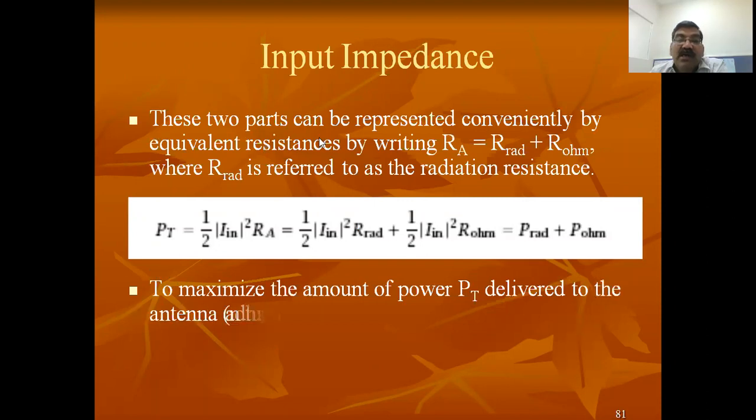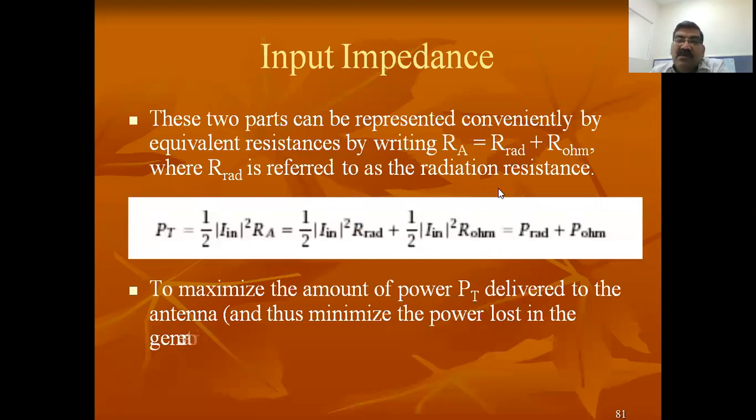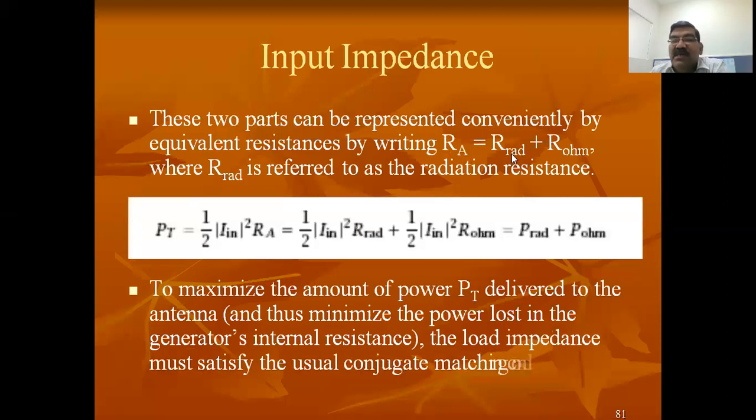So these two parts can be represented conveniently by an equivalent resistance, RA, that is, the antenna resistance, which is the radiation resistance and the ohmic loss. So R radiate plus R ohmic. Here R radiate is referred to as the radiation resistance. Now this PT you can rewrite as radiated power plus ohmic power, it is the same. So the total maximum amount of power PT is delivered to the antenna, and the minimum power is lost in the generator, that is the internal resistance.